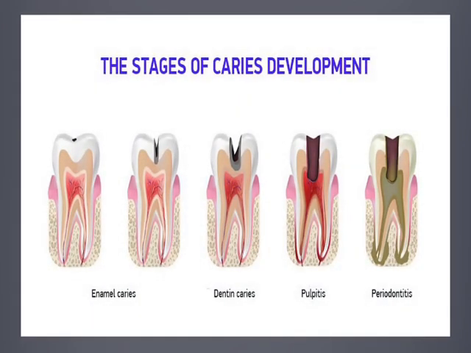Caries development stages include enamel decay, dentin involvement, pulp inflammation, and potentially periodontitis. Recognizing these stages helps guide treatment decisions and emphasizes the importance of early detection to prevent more severe complications.